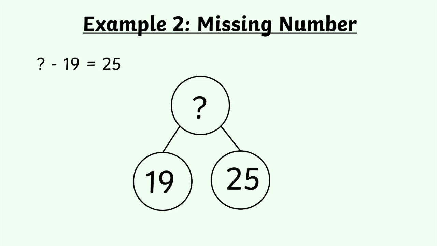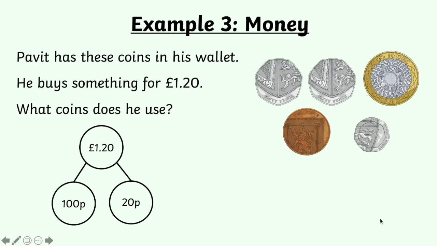And putting the numbers into a part-whole model and thinking about which bits are the parts and where is the whole can just help us think through the problem and turn a tricky problem into something a bit more straightforward. So let's have a think about one more example, this time using money.